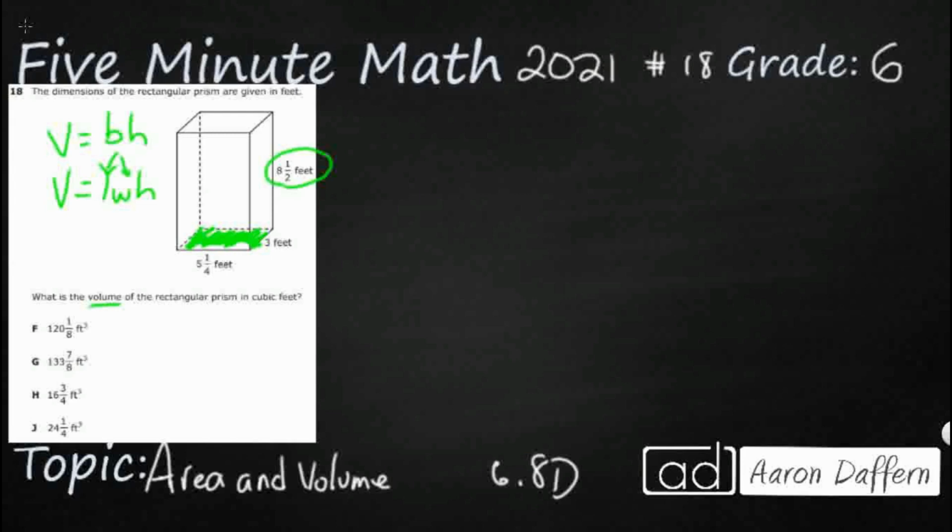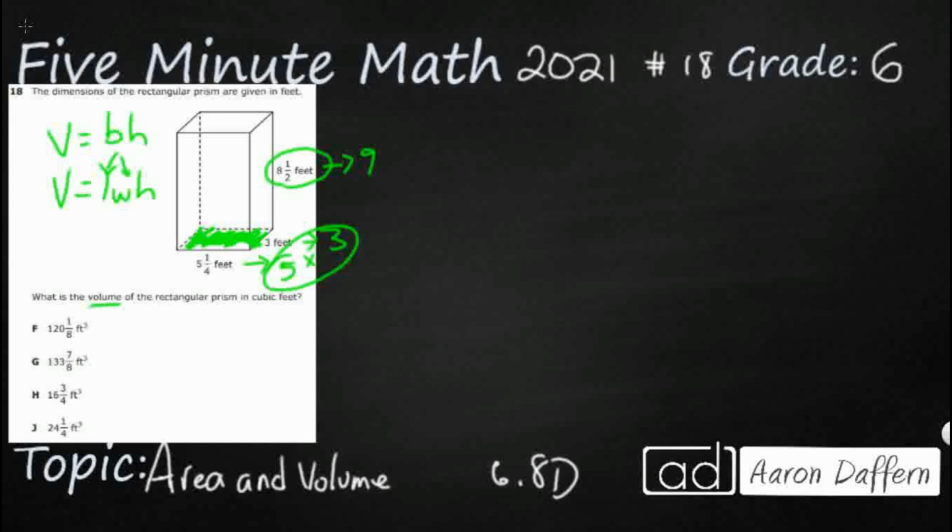So identifying what to do is not the problem. The problem is multiplying all of these mixed numbers here. We got 8.5, we got 5.25, we got 3. So let's estimate first. Let's say 8.5, let's round that up to 9. 5.25, that's less than a half, so let's round that down to 5, and 3 is 3. So let's just see what happens when we multiply this.